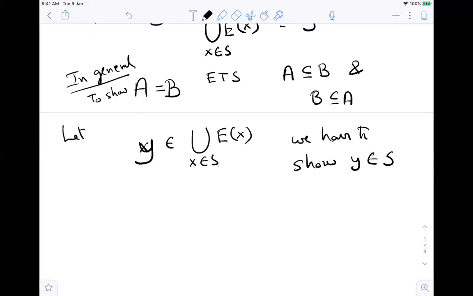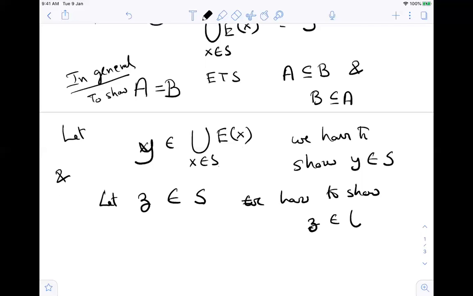for every Z, let Z be in S, we want to show Z is in the union of E of X. Now, see, this is actually the very correct thing to do, and this is how one would possibly go about it in general, okay?